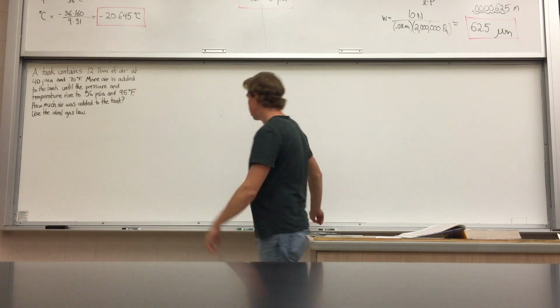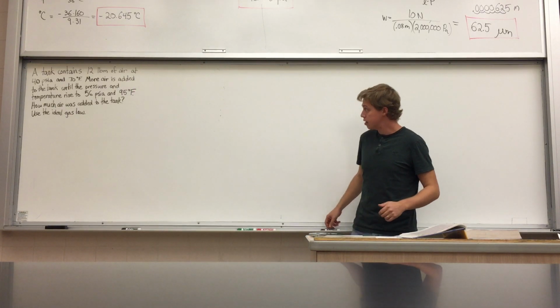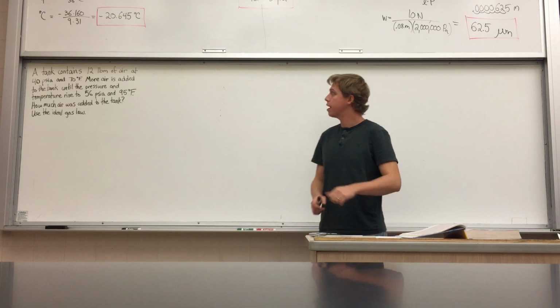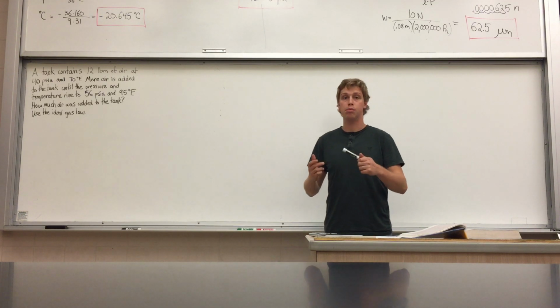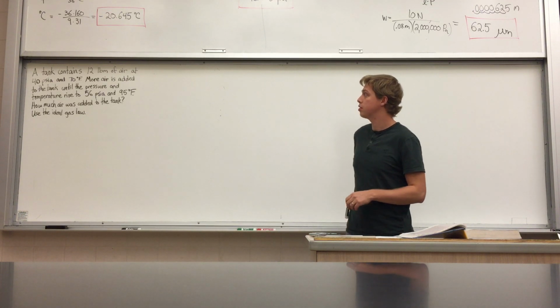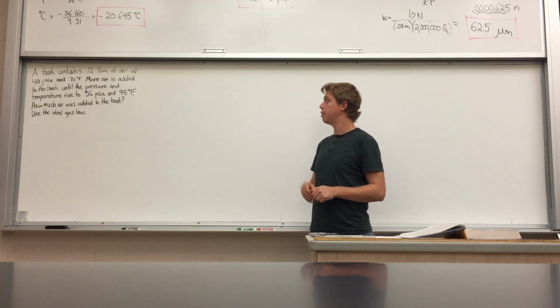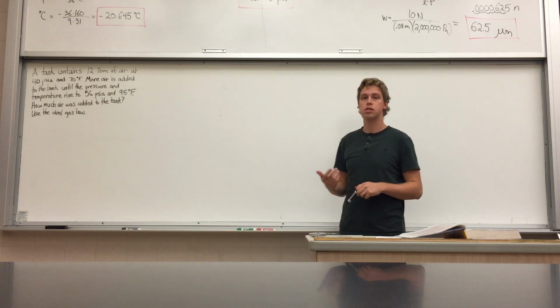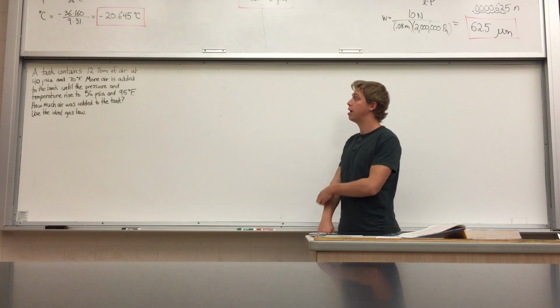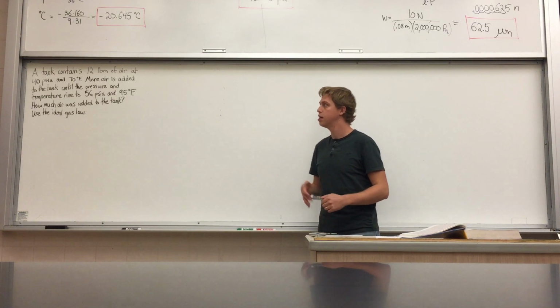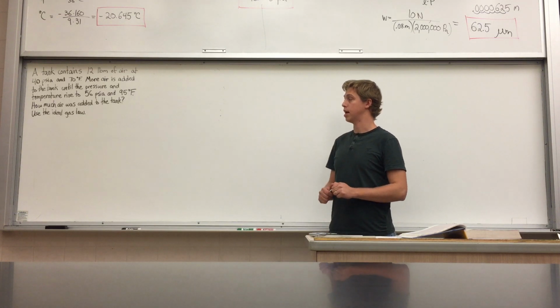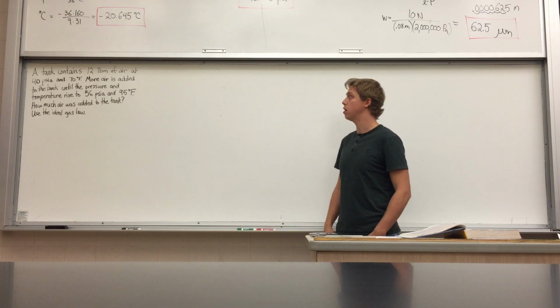This is our final question. A tank contains 12 pounds mass of air at 40 psi absolute and 70 degrees Fahrenheit. More air is added to the tank until the pressure and temperature rise to 56 psi absolute and 95 degrees Fahrenheit. How much air was added to the tank? Use the ideal gas law.